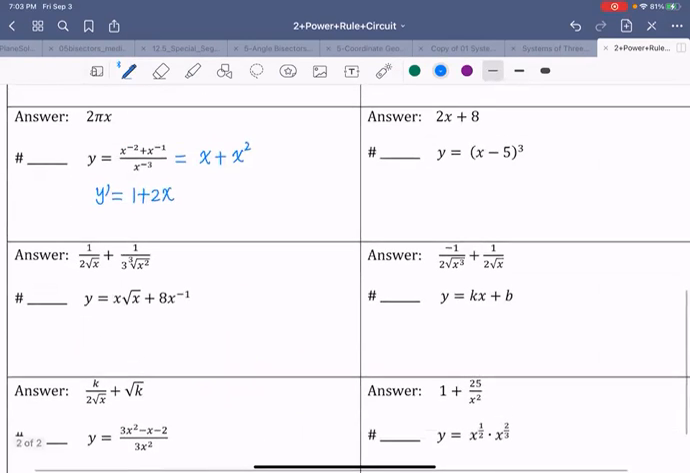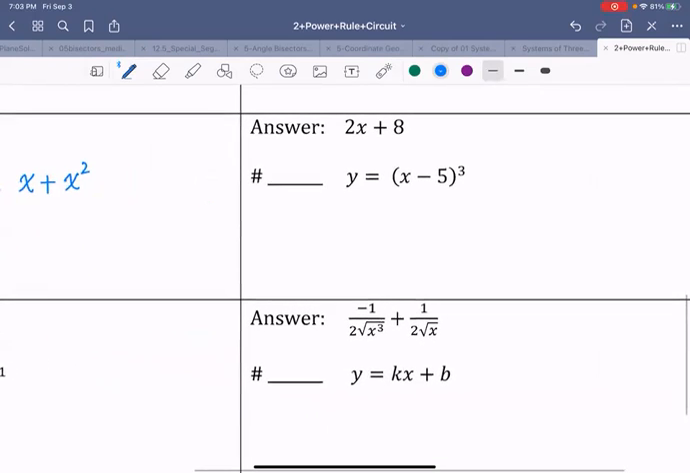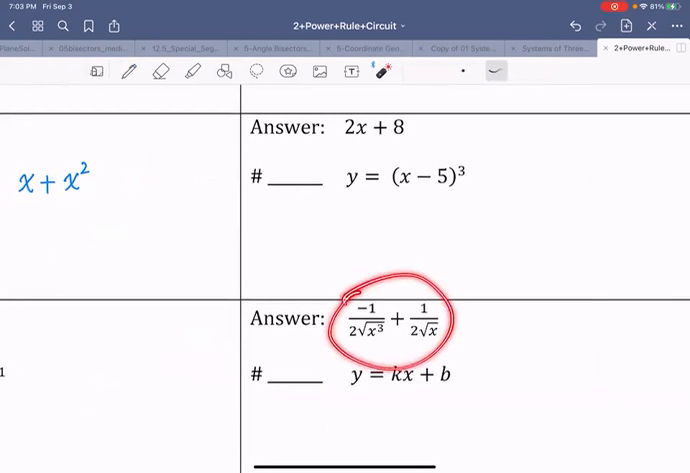Yeah. Let's also try this one. Look at this. If we have this kind of question, how do we do the power rule? Let me call the next student. Emily, let's try this one.